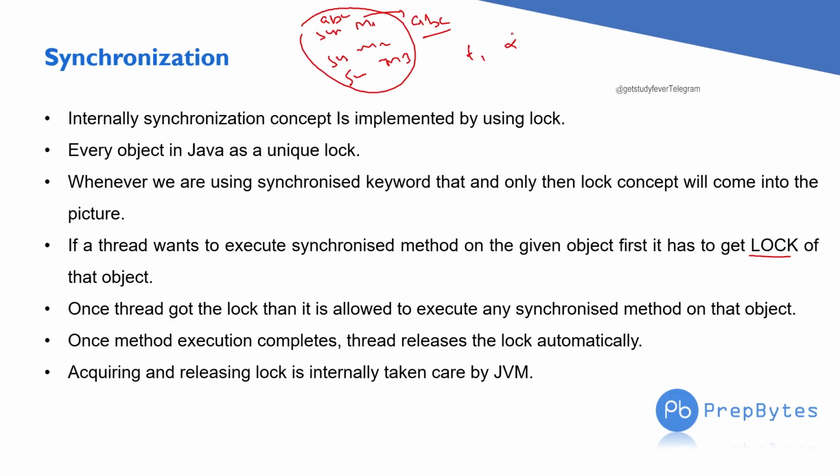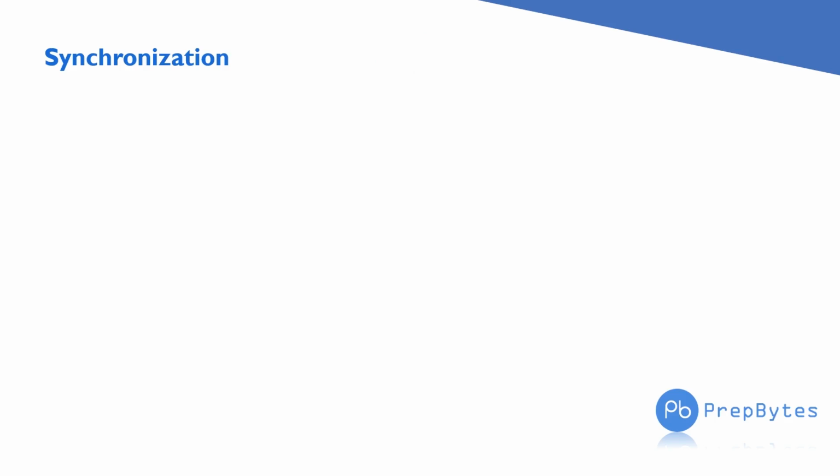Acquiring and releasing the lock is internal, and it is done by the JVM. So as a programmer, we do not have to take care of this part. We just have to know how this happens internally. It happens automatically, and it is taken care of by the JVM. Fine. So let me give you some examples now.